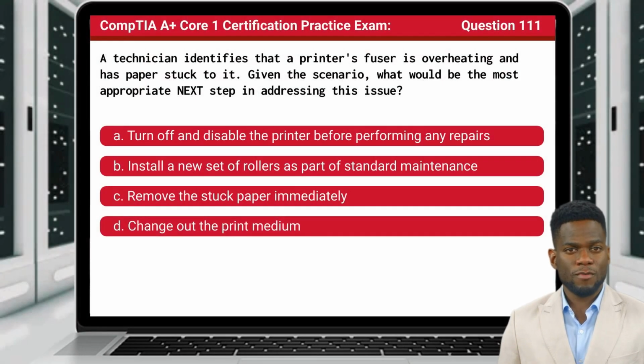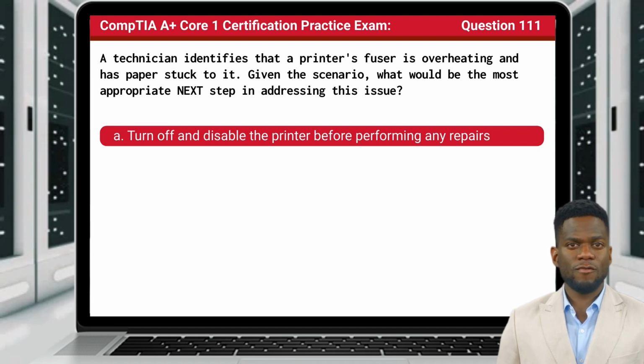Question 111. A technician identifies that a printer's fuser is overheating and has paper stuck to it. Given the scenario, what would be the most appropriate next step in addressing this issue? The answer is A. Turn off and disable the printer before performing any repairs.